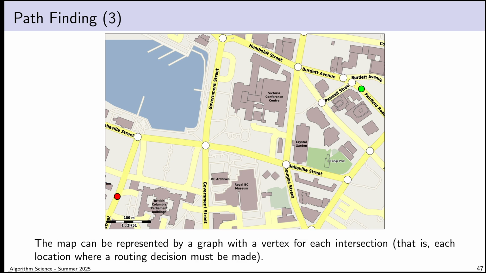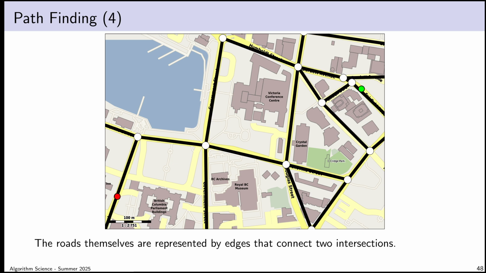Okay, so I create a vertex for every road intersection, and that's a location where some routing decision must be made. And then I connect intersections together by edges, as long as they are connected by a segment of road. So these two vertices here get connected by this edge because there is actually a road between these two intersections.